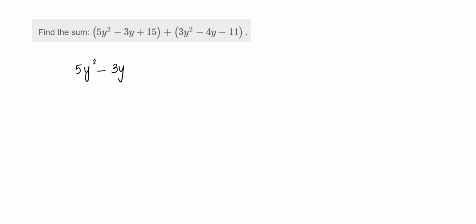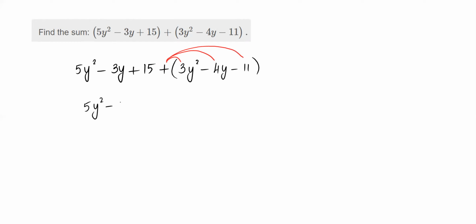5y squared minus 3y plus 15 plus 3y squared minus 4y minus 11. As we have seen plenty of times, when you have the parentheses, you want to get rid of it. You can't just drop the parentheses. Mostly, it involves distribution property. So distribute it. Because we have a plus, you don't see any effect on the distribution, but it is happening. The plus gets multiplied to each one of them, the sign. But it doesn't change anything inside the parentheses, so it appears as if we didn't do anything to it.